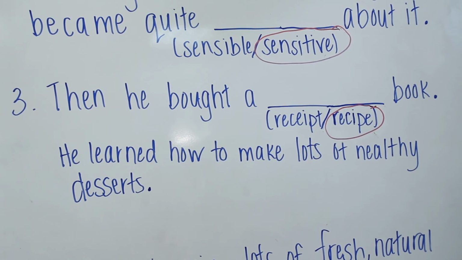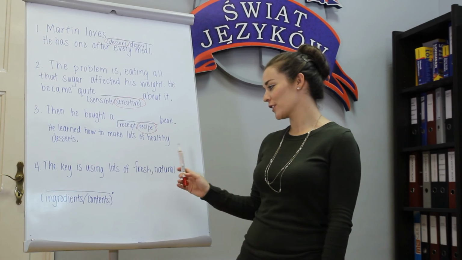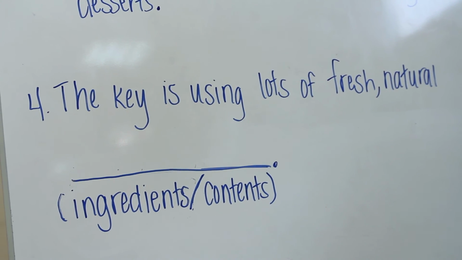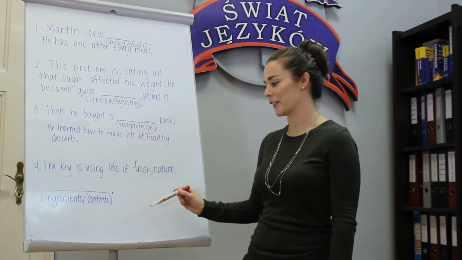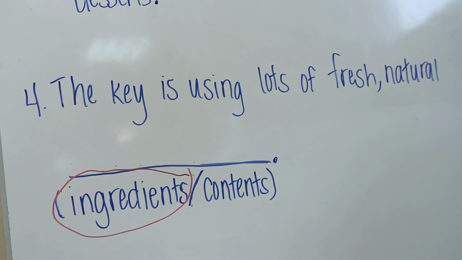And for our last sentence, the key is using lots of fresh, natural blank. So he wanted to use lots of fresh, natural ingredients or lots of fresh, natural contents. I think the word we're looking for here is ingredients, which refers to the individual parts of our recipe.